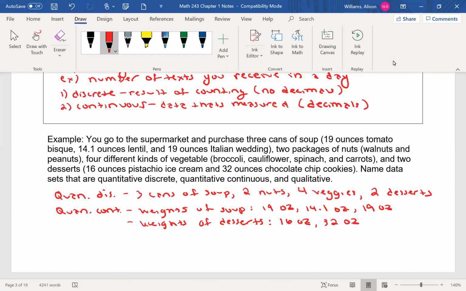Okay, so the qualitative data we're talking about here is all of the categories, okay? So the fact that we have the types of soups, nuts, vegetables, and desserts, those are all qualitative. So I'm just going to go ahead and state it just like that, all the types. So the types of soup, nuts, veggies, and desserts. Those all are the categories that they fall into.